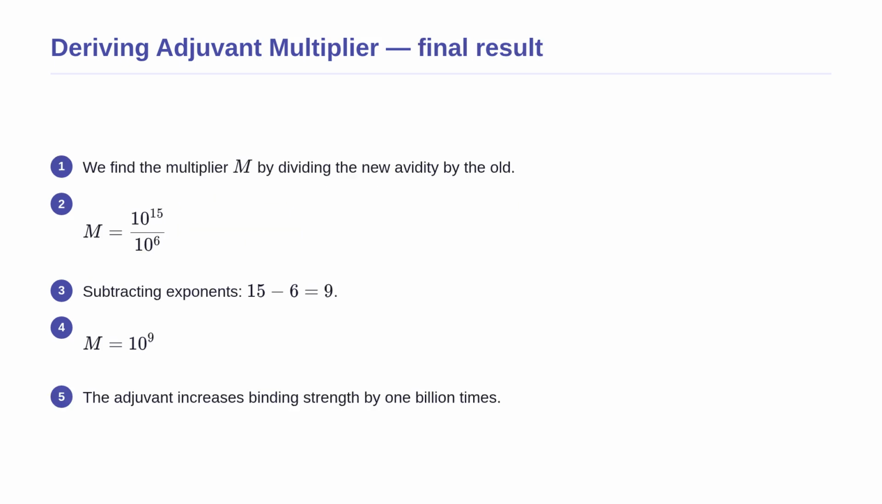To conclude this derivation, we must find the exact factor of improvement caused by the adjuvant, which we will call multiplier M. We divide the new, enhanced avidity of 10 to the power of 15 by the old baseline avidity of 10 to the power of 6. By applying the rules of exponents, we simply subtract 6 from 15, leaving us with 10 to the power of 9. This proves that the adjuvant increased the vaccine's binding strength by 1 billion times. Physically, this means the immune system is 1 billion times more likely to capture and react to the vaccine, saving the patient's life.